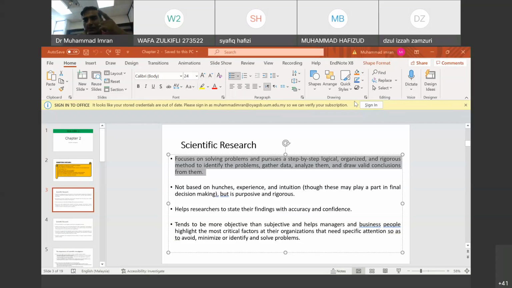Identify the problem. Okay, might be she gets angry. Then how to verify she gets angry early? So collect the data. How to collect the data? In further slides, I will discuss how to collect data, but for now I'm giving you a small example. Like, we can have an interview. Maybe we can ask many questions to her.